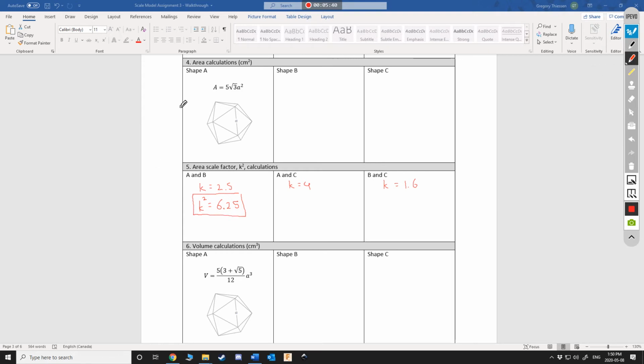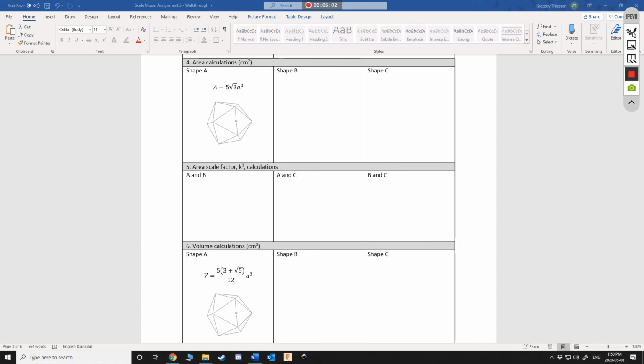So I already did the math for this one, and this is what it comes out to be. So you don't have to do that. You can just look up online and you can find the equation. It says whatever the length A is, if I go 5 multiplied by the square root of 3 and multiplied by A squared, A is one of the lengths, it will give us the area of our object.